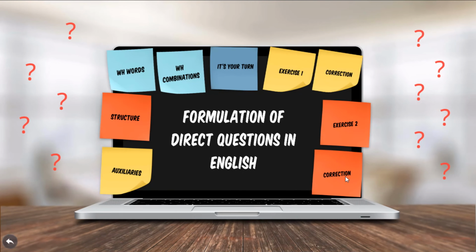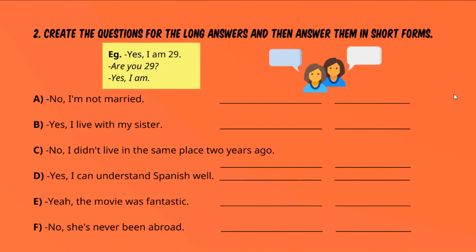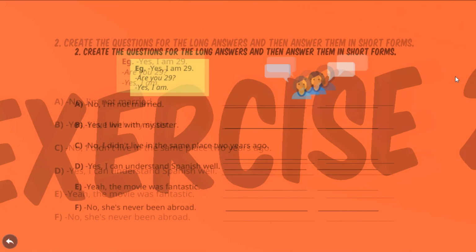I have another exercise. It says, create the questions for the long answers and then answer them in short forms. You have one example. You receive the answer, which is complete. It's a long answer. For example, yes, I am 29. But what you have to do is to create the question and also write the short form. Check that in this case they're all yes/no questions. Use the appropriate auxiliary and structure. I recommend you pause the video to do this exercise, and then I show you the answers. Alright, let's correct it.